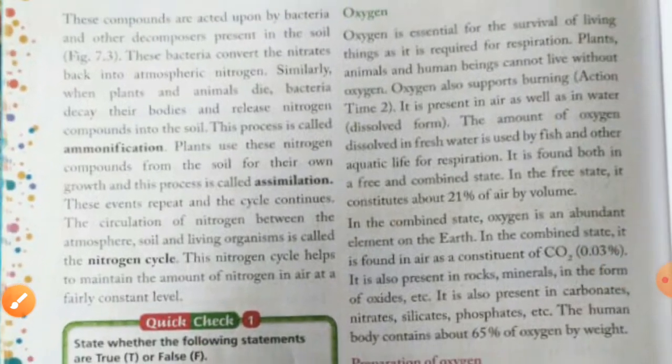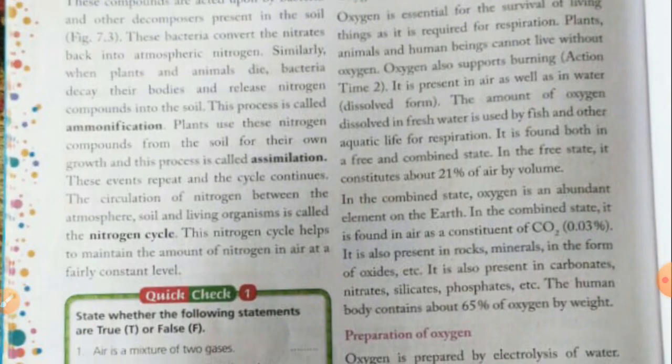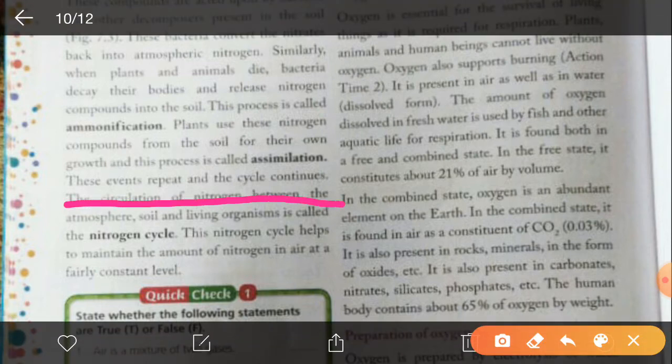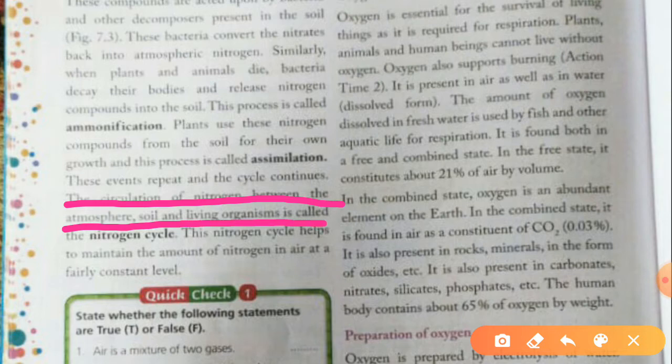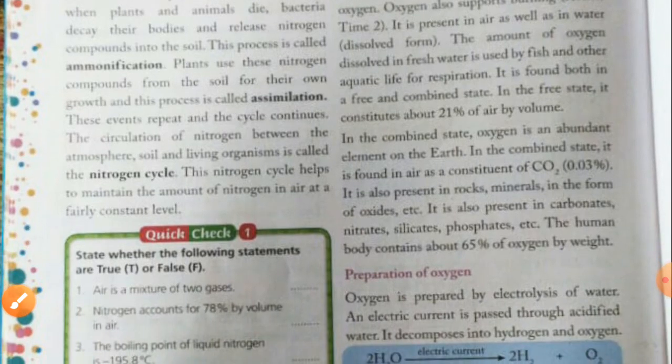Next, these events, the assimilation process, the ammonification process, and the conversion of waste into nitrate and then nitrate into nitrogen, continually repeat like a cycle. The circulation of nitrogen between the atmosphere, soil and living organisms is called the nitrogen cycle. The definition is also given here. So this was about the nitrogen cycle.